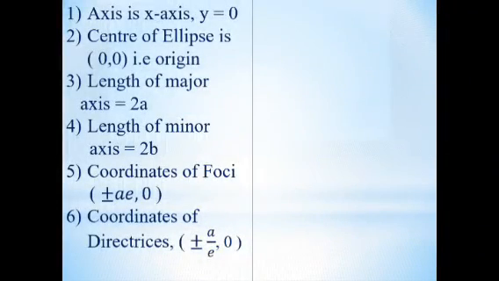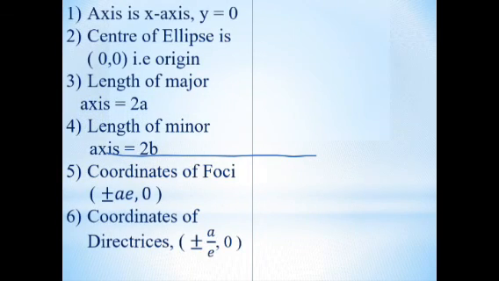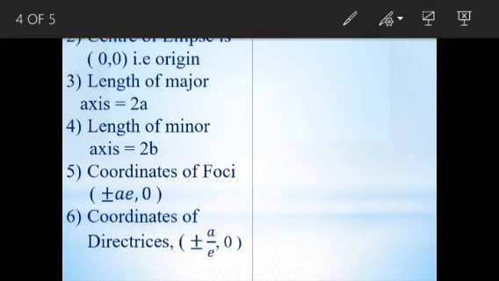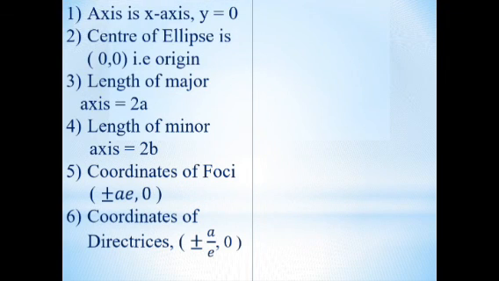Now let us discuss some of the properties of the ellipse x square by a square plus y square by b square is equal to 1. What is the axis of the ellipse? It is the x axis, that is y is equal to 0. And the center of the ellipse is the origin, that is 0, 0.